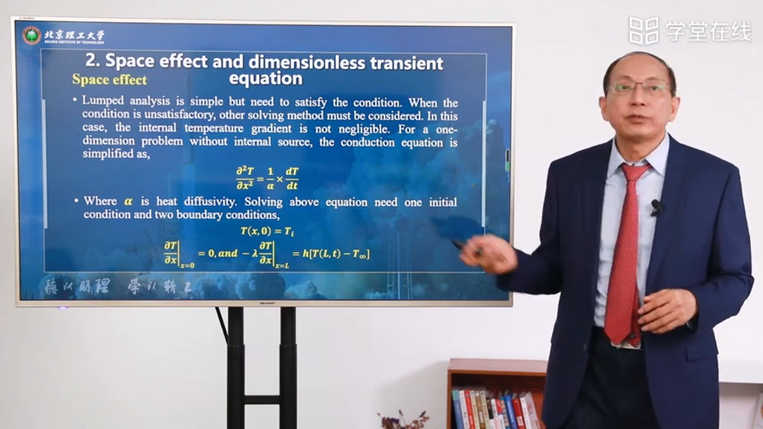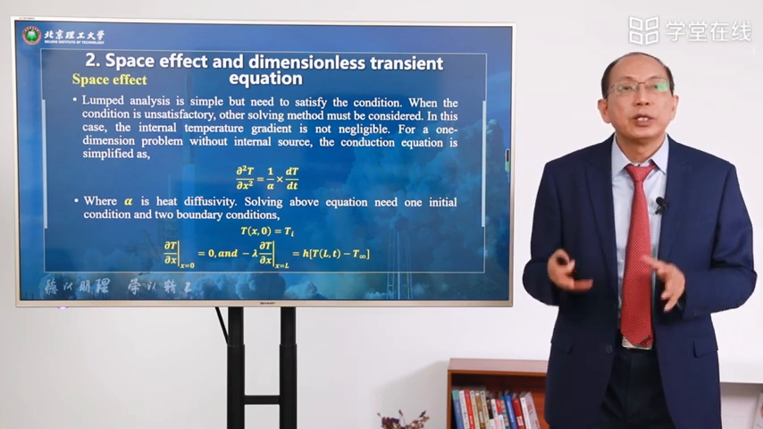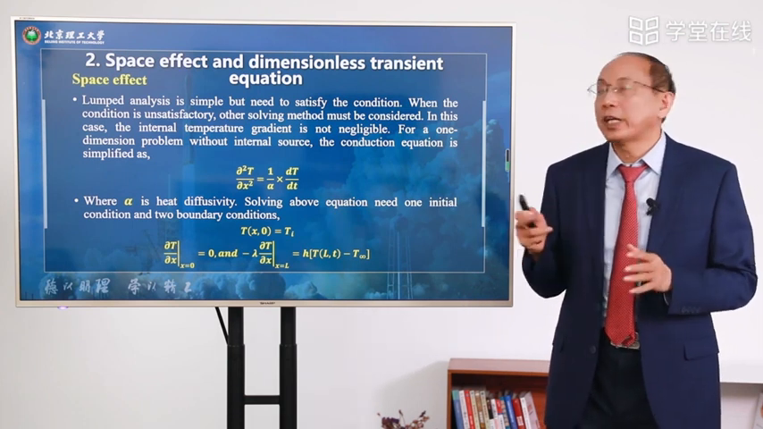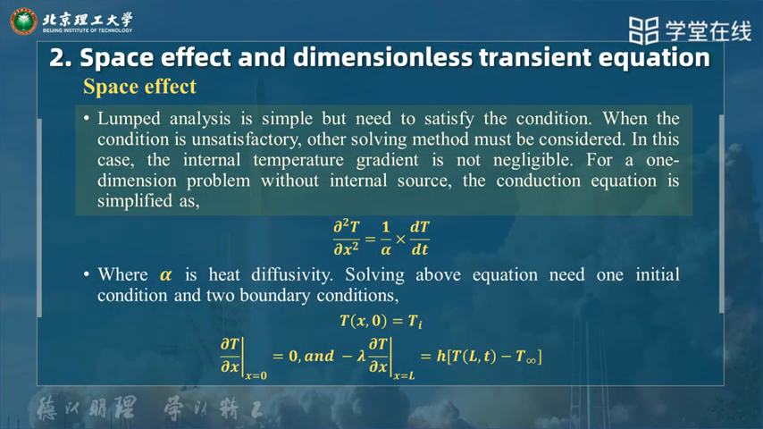So in the second part, we introduce the space effect and dimensionless transient equation. Firstly, the space effect. Lumped analysis is simple, but needs to satisfy a condition. I said a Biot number smaller than 0.1 is the condition to use lumped analysis. When the condition is not satisfied, other solving methods must be considered. In this case, the internal temperature gradient is not negligible. Maybe there is a very big temperature gradient.